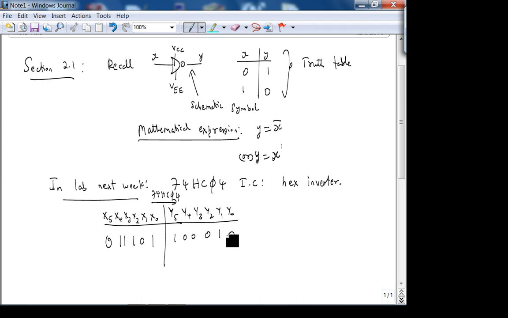Yes. But the fundamental truth table is this. Okay.